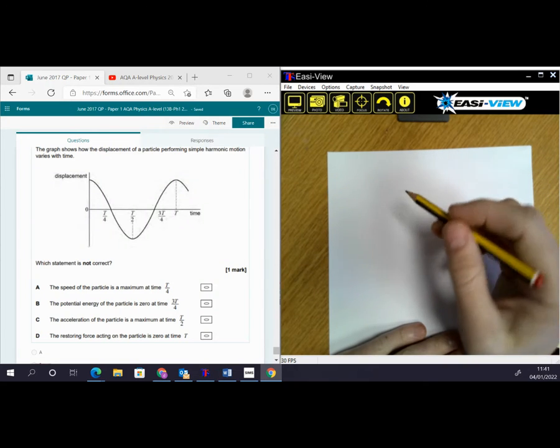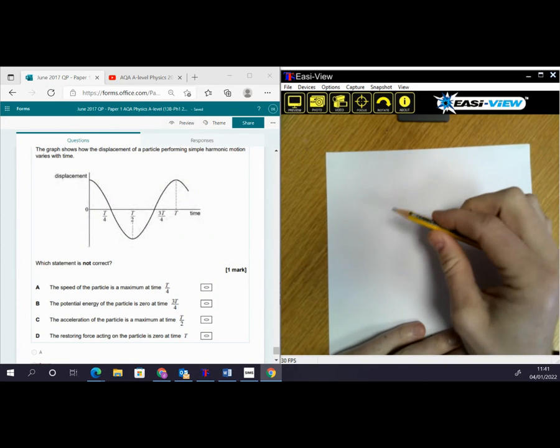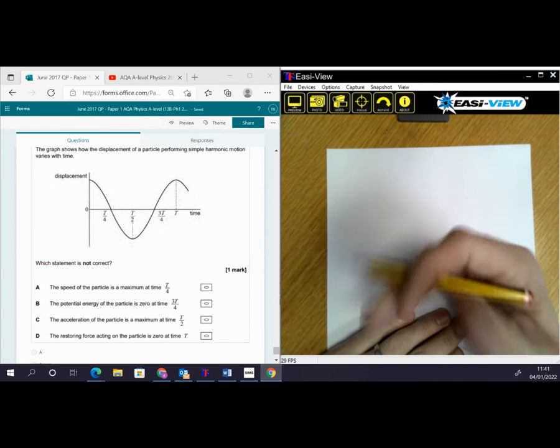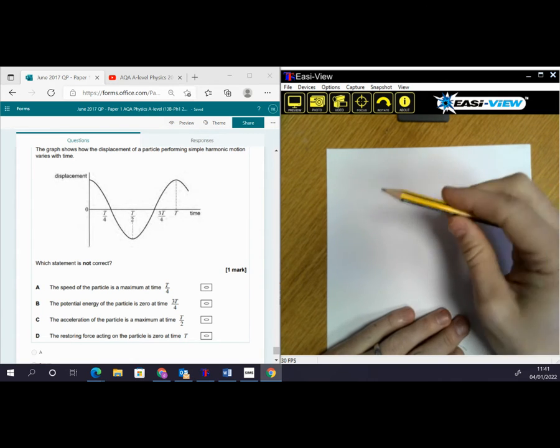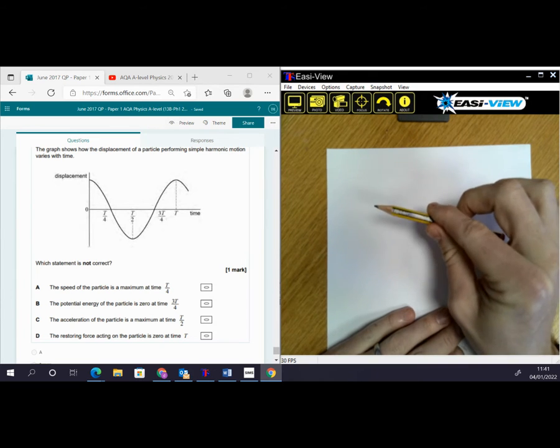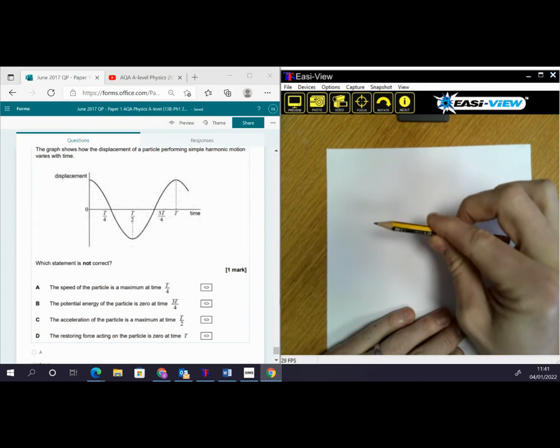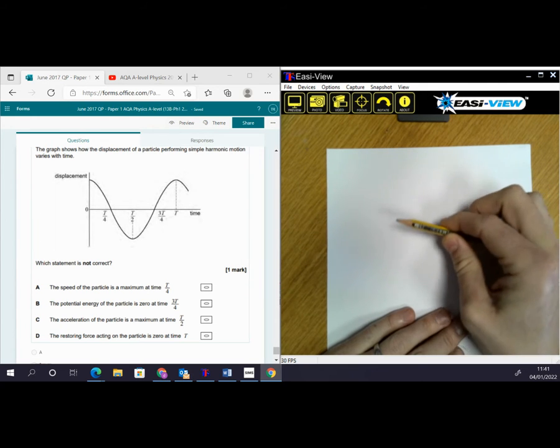So this question is about simple harmonic motion, and it's pretty straightforward and quick. It's the last question in the multiple choice section, so hopefully candidates would have had time to get this done. We're asked which one's not correct. So looking at this, I'm going to go through all of them and determine hopefully that 3 are right and 1's wrong.